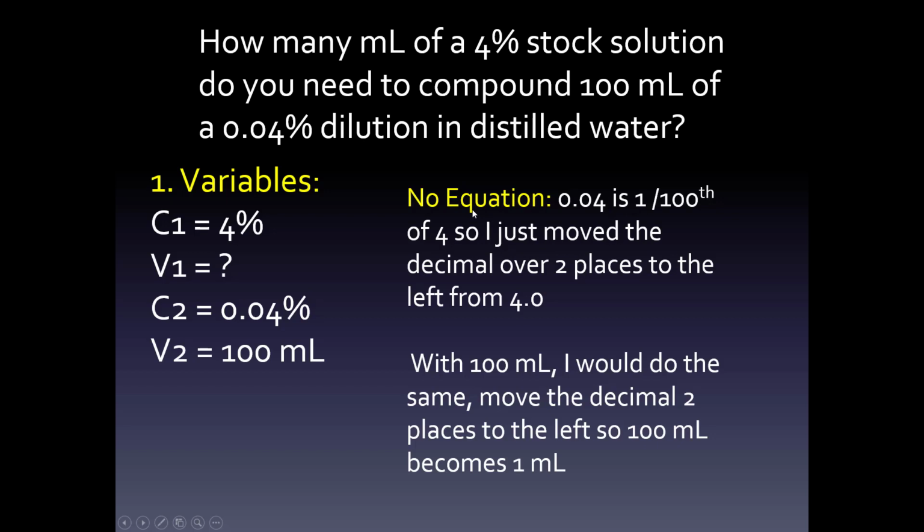This is how you do it with no equation. 0.04 is 1/100th of 4, so I just moved the decimal 2 places to the left from 4.0.